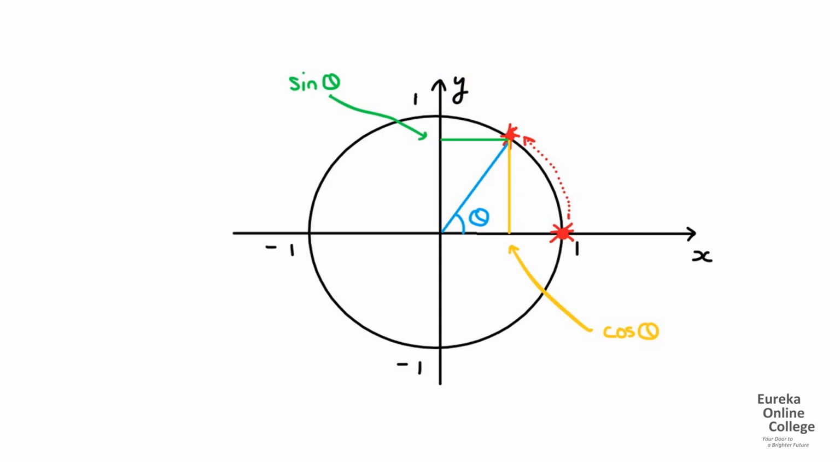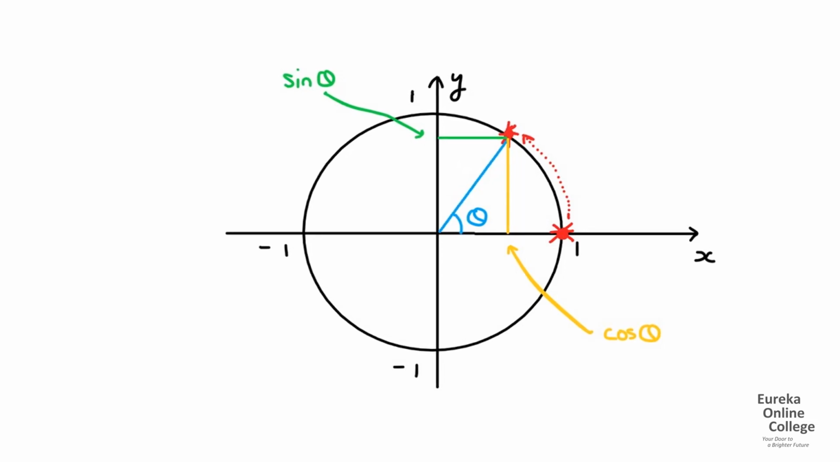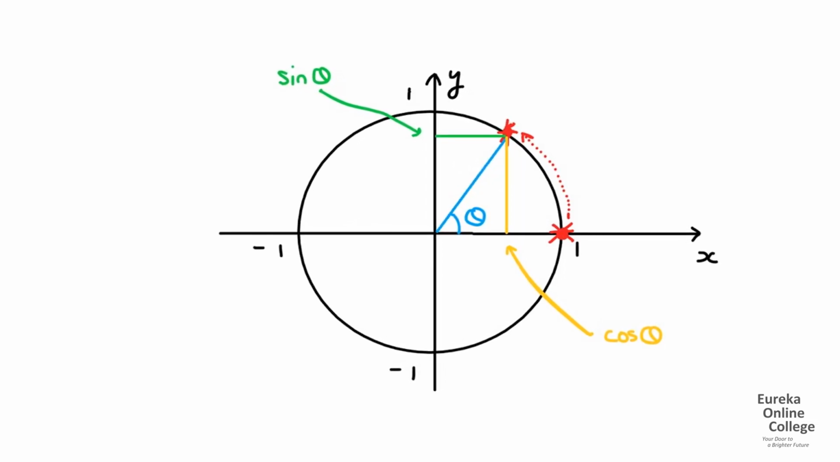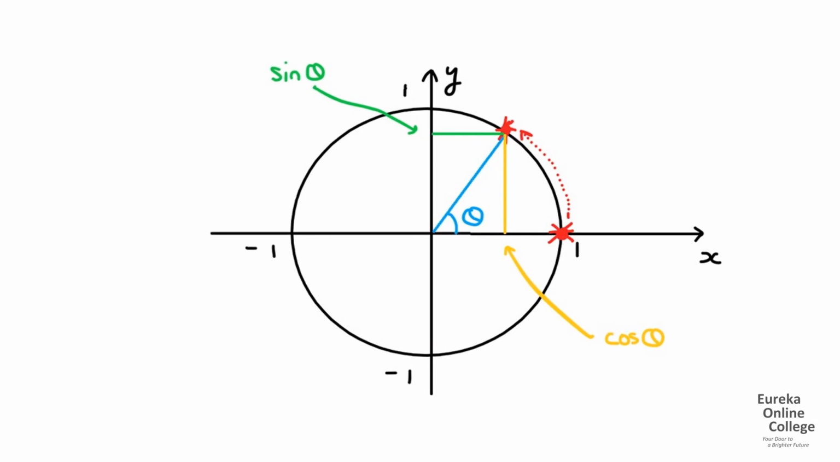Instantly we can see that a negative value for cosine, all that means is that the ant is on the left-hand side of the circle. A negative value for sine theta, all that means is that the ant's y-coordinate is negative, which means he's on the bottom half of the circle. So instantly we can see that if the ant moves more than 90 degrees, and say less than 180 degrees, his x-coordinate is going to be negative because he's going to be in the second quadrant.